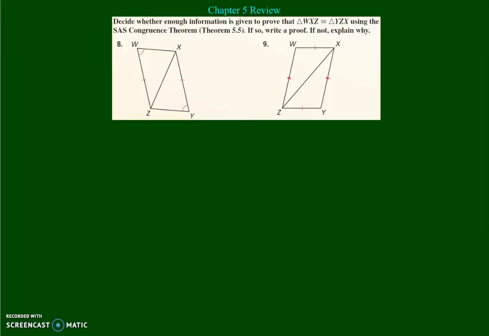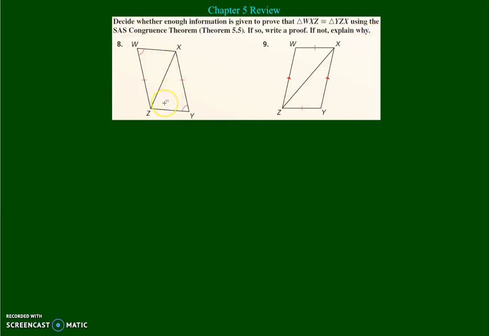This session is a continuation of the Chapter 5 review with Problem 8. In these two problems, 8 and 9, decide whether enough information is given to prove that triangle WXZ is congruent to triangle YZX using the side-angle-side congruence theorem. If so, write a proof. If not, explain why not.